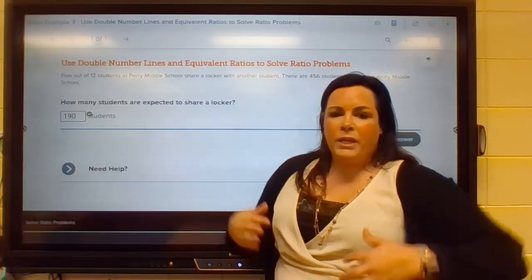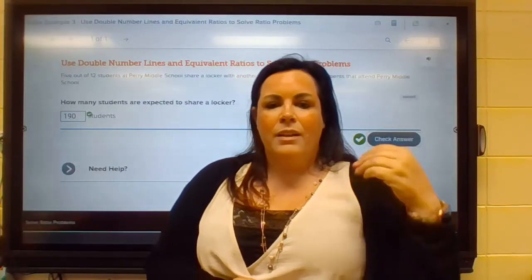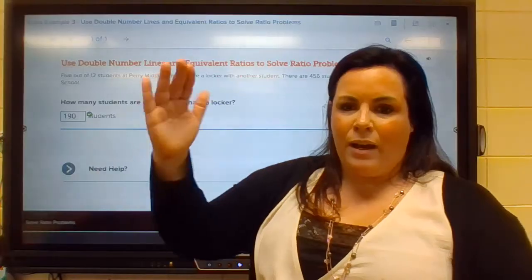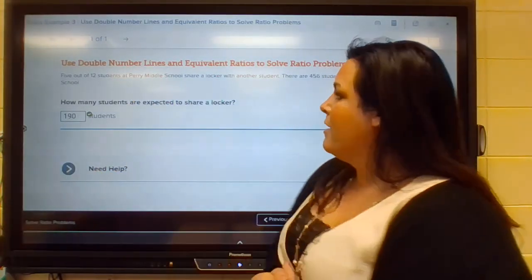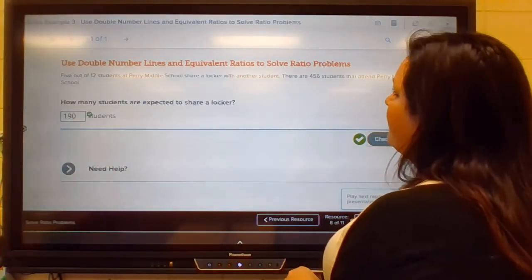So sometimes you need to use an equivalent ratio instead of a double number line because it's not practical to sit there and draw out so many multiples, right? When you're dealing with larger numbers. Okay.